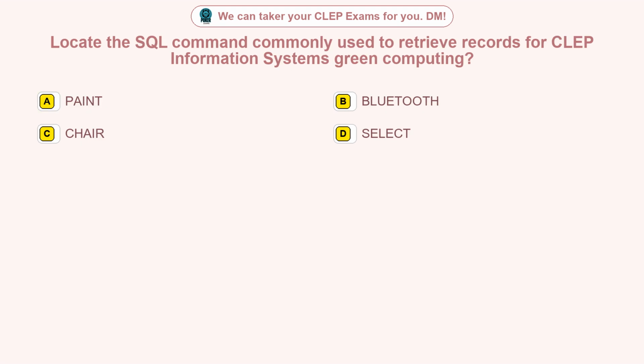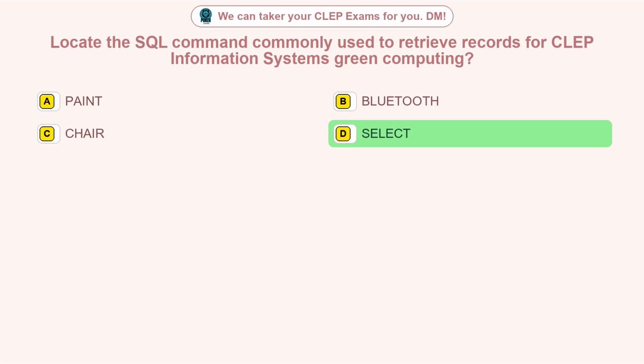Question 81. Locate the SQL command commonly used to retrieve records for CLEP Information Systems Green Computing. Option A. Paint. Option B. Bluetooth. Option C. Chair. Option D. Select. The correct answer is option D.